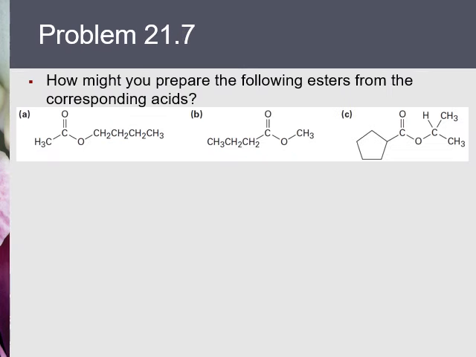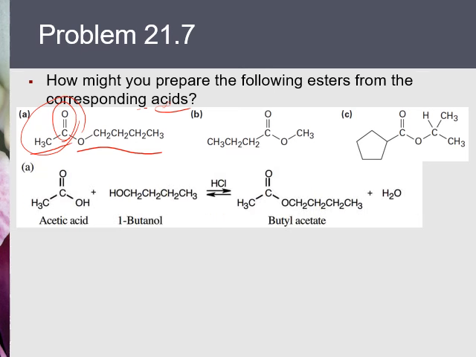How might you prepare the following esters from the corresponding acid? Let's look at the first one, and it's an ester, right? This carbonyl compound should be the acid part, and this should be the alcohol part. So you have a carboxylic acid and an alcohol. That's the Fischer esterification reaction. Therefore the first one should be a 2-carbon acid, which is acetic acid, and a 4-carbon alcohol, which is butanol.